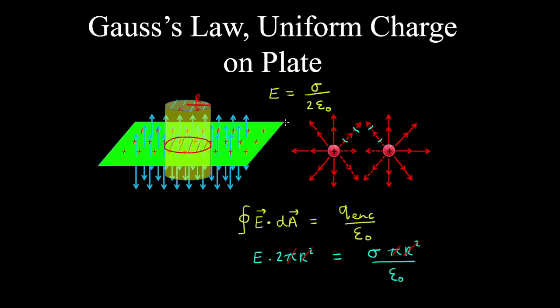And this is valid if we're sufficiently away from the edges of the plate, where the electric field becomes more complex, and we're close enough to the plate that the dimensions of the plate are much larger than the distance from the plate. Under those conditions, the electric field is constant.